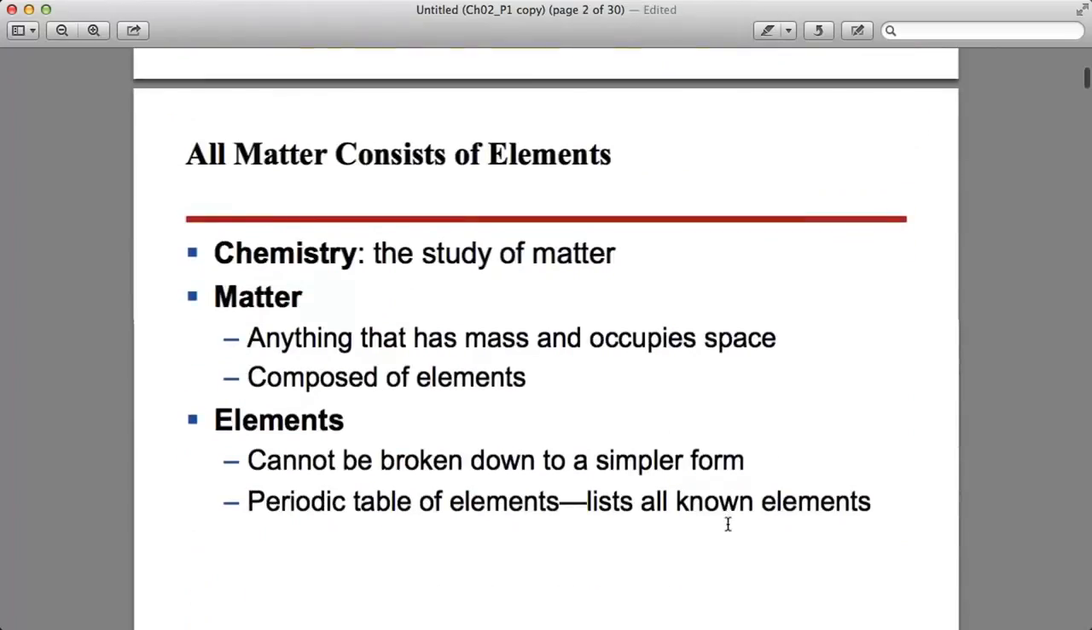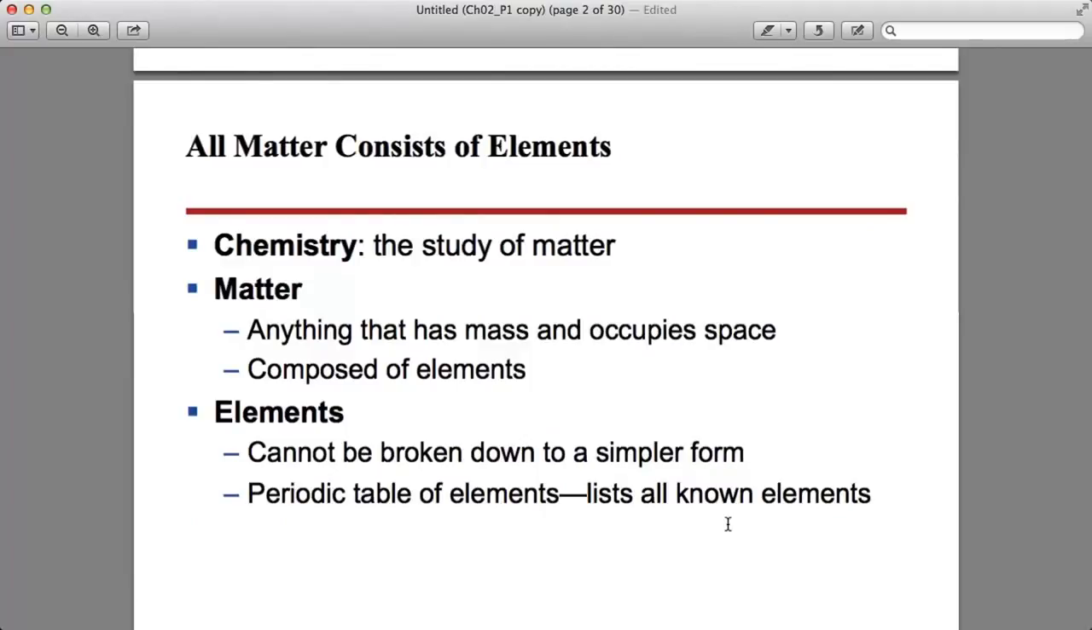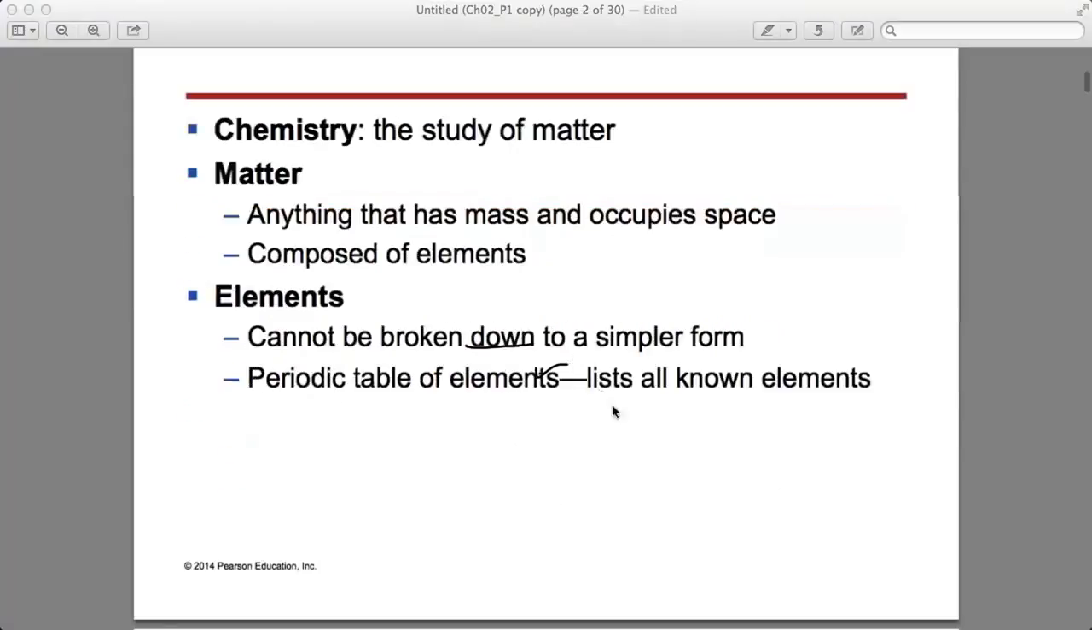All matter, organic or inorganic, consists of elements. So we've got to start with elements, the very basic building blocks of all chemistry. Chemistry is the study of matter and its transformations. And matter is defined as anything that has mass or that occupies space. It is composed of elements.